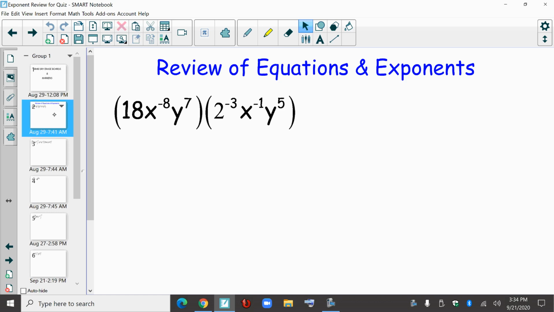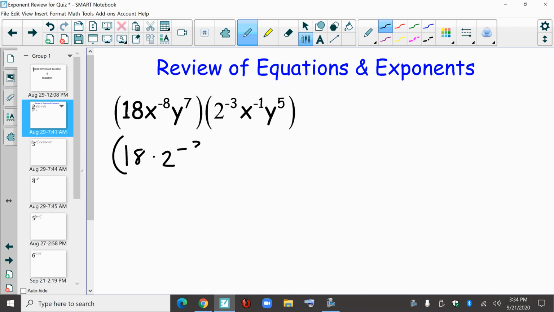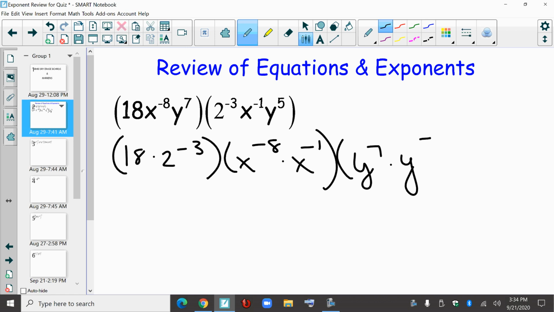So the very first problem is going to be parenthesis 18, x to the negative 8, y to the 7th, parenthesis 2 to the negative 3, x to the negative 1, y to the 5th. So here we go. This is a piggy bank problem. So what we're going to do is put numbers with numbers. So this is going to be 18 times 2 to the negative 3, x to the negative 8 times x to the negative 1, y to the 7th times y to the 5th.